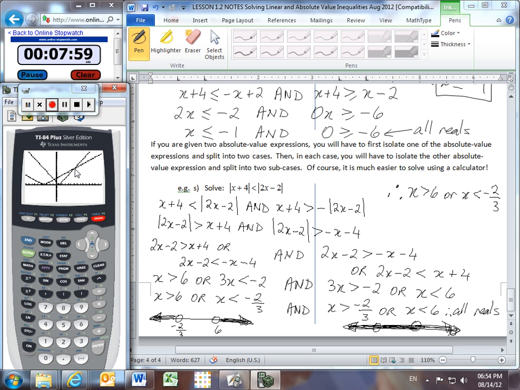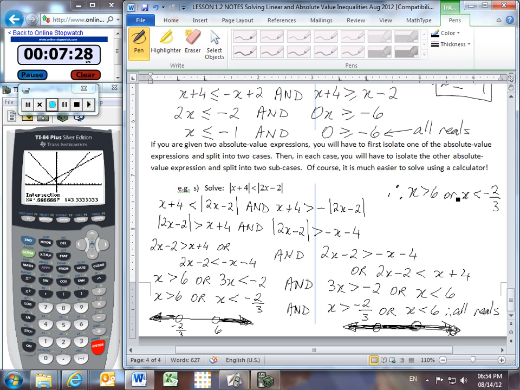To find those two intersection points, we'll say second, trace, calculate, intersect. Yes, that's my first curve, enter. Yes, that's my second curve, enter. And then let's put in a guess that looks fairly close to this intersection point. X equals, say, I don't know, maybe negative 1. And we find out that the actual intersection point occurs when x is negative 0.6666667. I hope you can recognize that as x is less than negative 2/3.